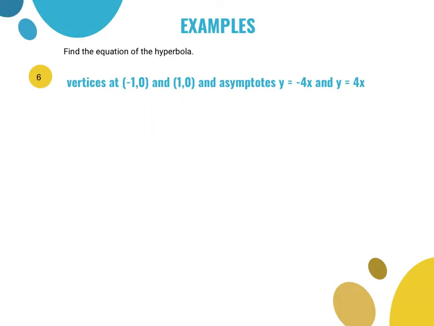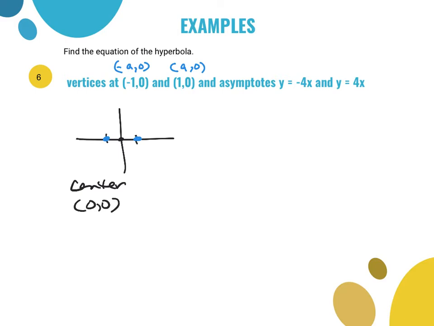This time they're giving me the vertices and an asymptote. So again, let's go ahead and give ourselves a little visual. It's touching the x-axis. I have one here at -1 and one at +1. So this is my negative a, 0, a, 0, because the midpoint of the vertices is at 0, 0. So my center is at 0, 0. The distance between the center and each of the vertices is my a value, and it's 1, or plus and minus 1. So a squared equals 1.